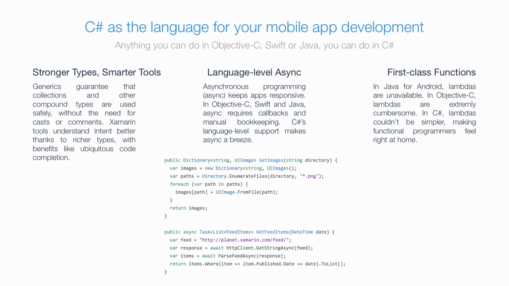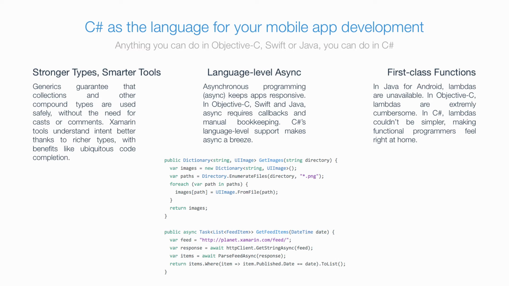For example, in C# we have strong types. This means that when we have a collection, take a look at this list of feed item. This is a collection of feed item. So having this collection, we will be sure that in that collection there's nothing else other than feed items. So I don't need to be casting or commenting my code to understand what that list is about, because I know what that list has inside of it.